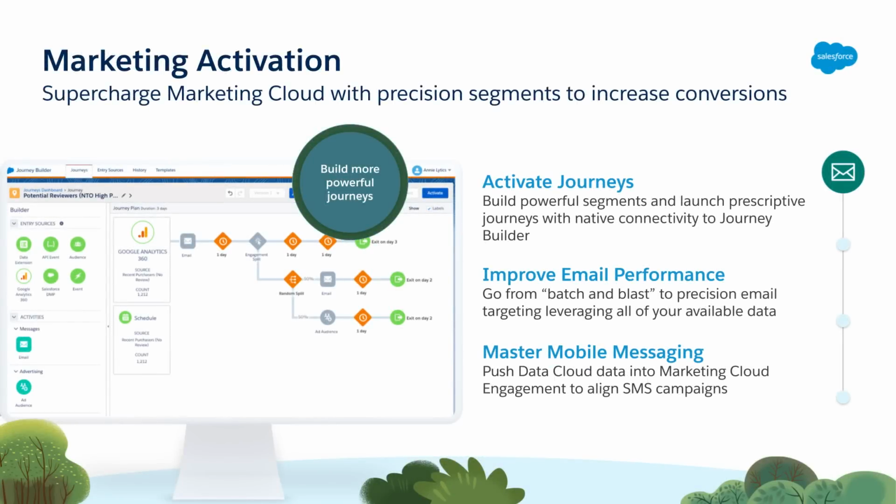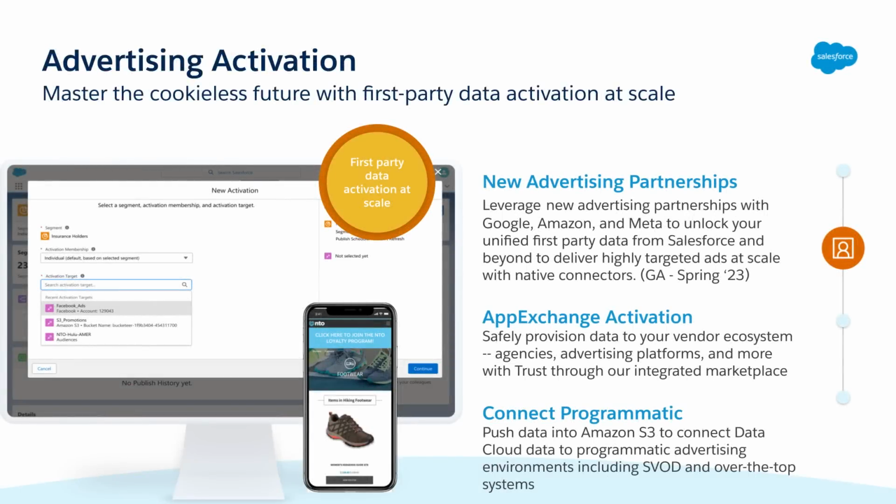Activation is the process that materializes and publishes a segment to activation platforms. For example, with a Marketing Cloud activation, you can use your segments in Journey Builder to send emails and mobile messages using your Data Cloud data. You can also use activations to connect your data to Google, Amazon, and Meta to build highly targeted ads with native connectors in Data Cloud.